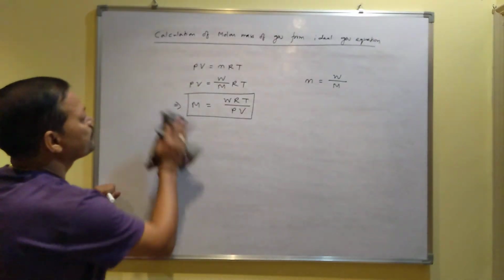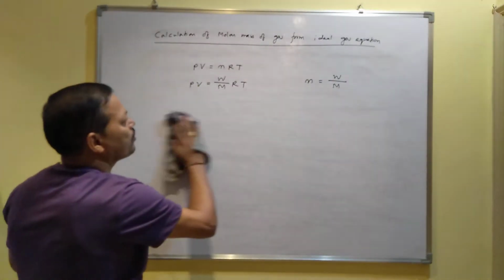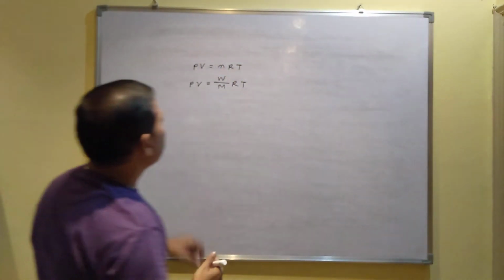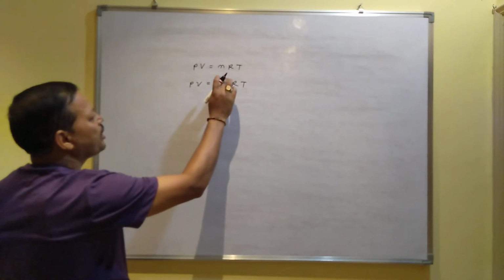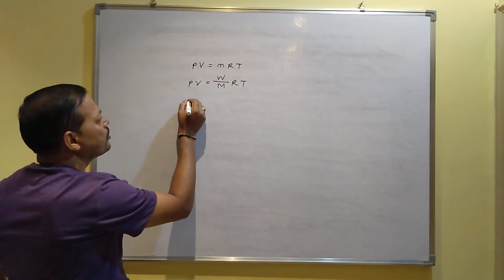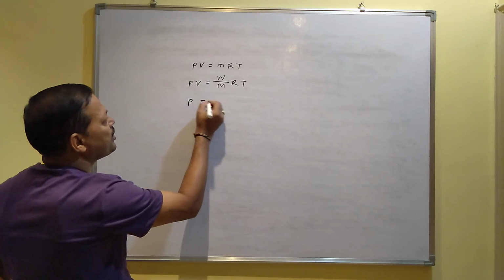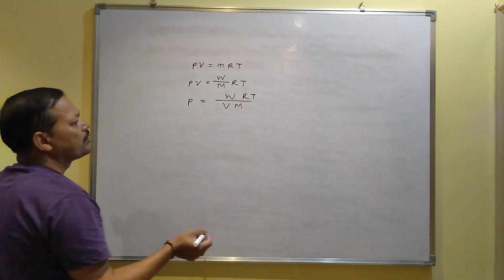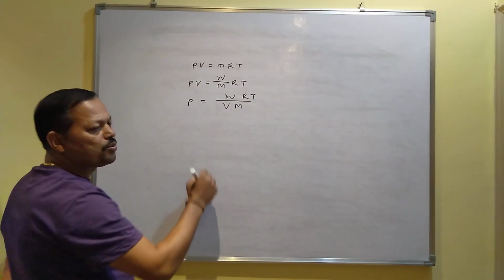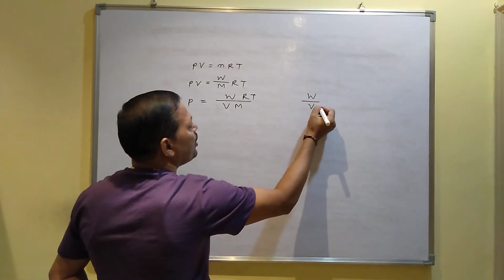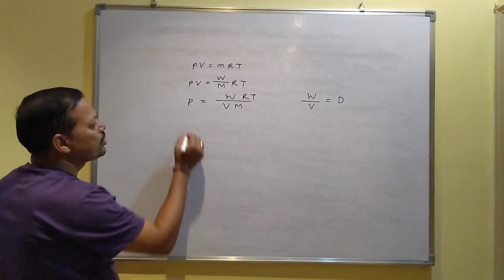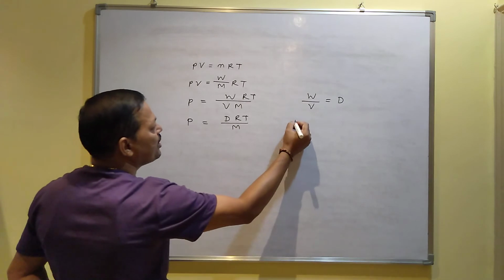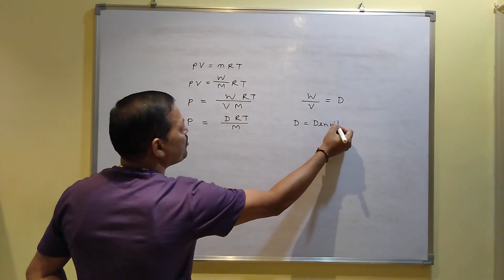Now see, PV is equal to nRT, or PV means you can write W by M, RT, or P is equal to W by V, RT by M. You know W means mass, V means volume. Mass by volume, what you can write? You can write density also. So P is equal to dRT divided by M, where d represents density, because density means mass by volume.